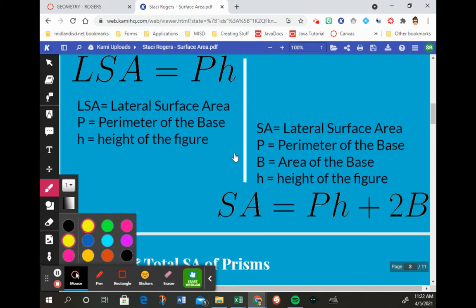So the lateral surface area, LSA, is the perimeter of the base times the height of the figure. I made a boo-boo right here. SA should be the total surface area. And it takes the perimeter of the base, the area of the base, and the height of the base to find it. So you notice that this one is only half of this formula.